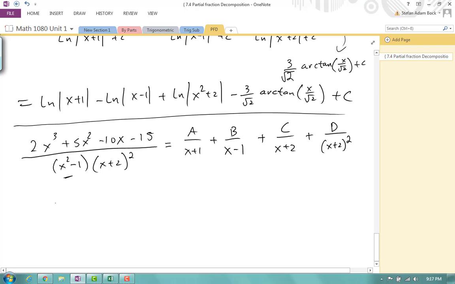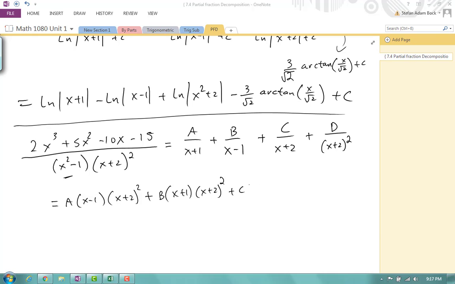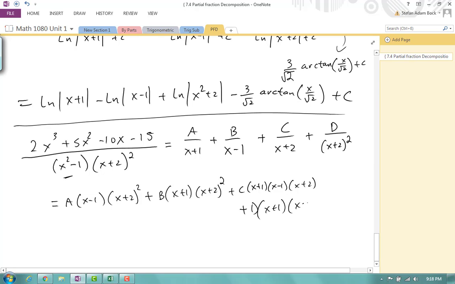So after I find a common denominator, I'm going to have a times x minus 1 times x plus 2 squared plus b times x plus 1 times x plus 2 squared plus c times x plus 1 times x minus 1 times x plus 2 plus d times x plus 1 times x minus 1.